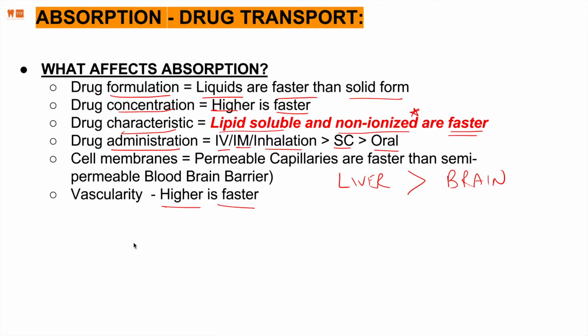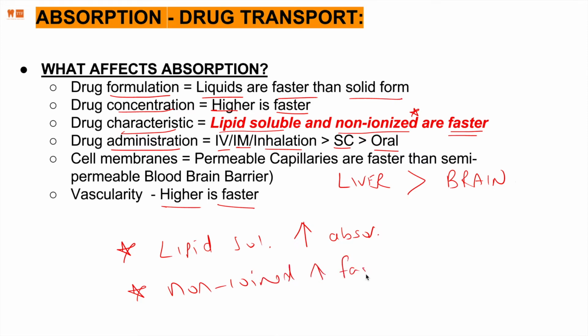And then vascularity, obviously higher is faster. Okay, so the two rules that we pull out of this slide are: lipid soluble is faster absorption, and non-ionized, which means a drug that is not charged, is faster into the tissues, right? We want them to go into the tissues.